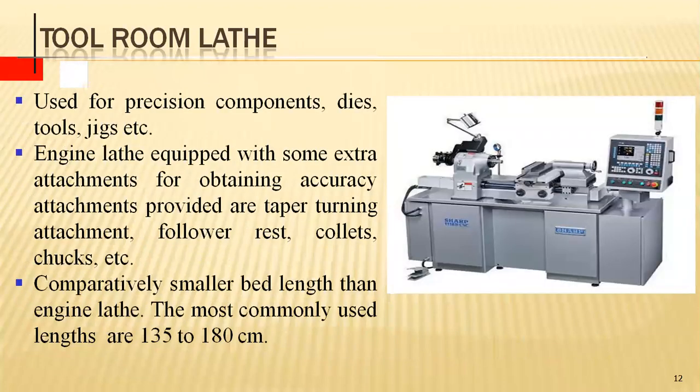Proceeding with respect to the next category, that is the tool room lathe. This is one of the major parts that should be analyzed in order to vary the tools with respect to the different materials. It's used to make precise components, dies, tools, jigs, etc. Take care of the operating materials, we can say directly.